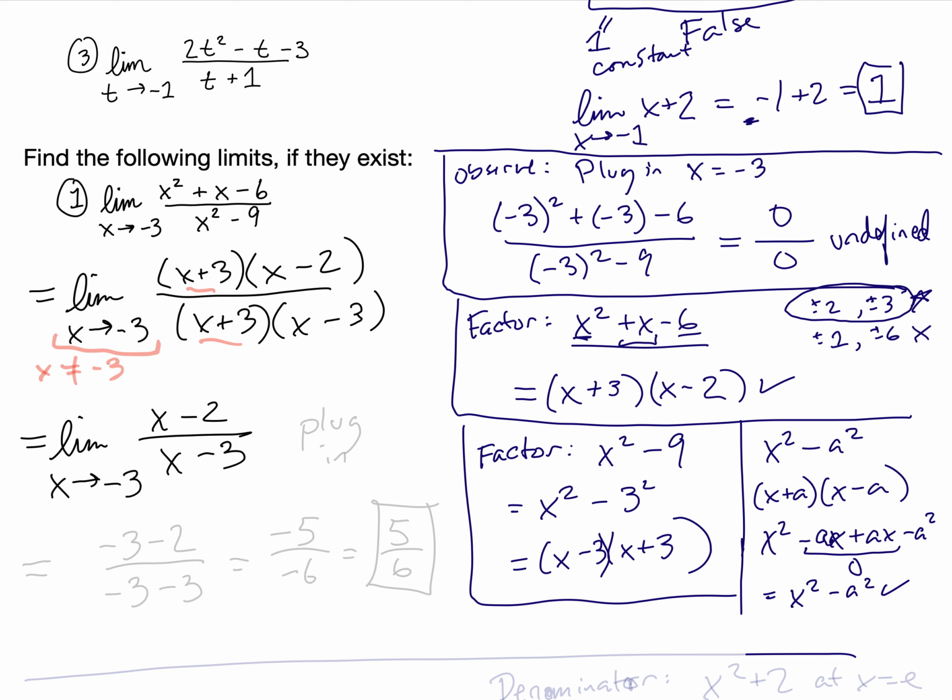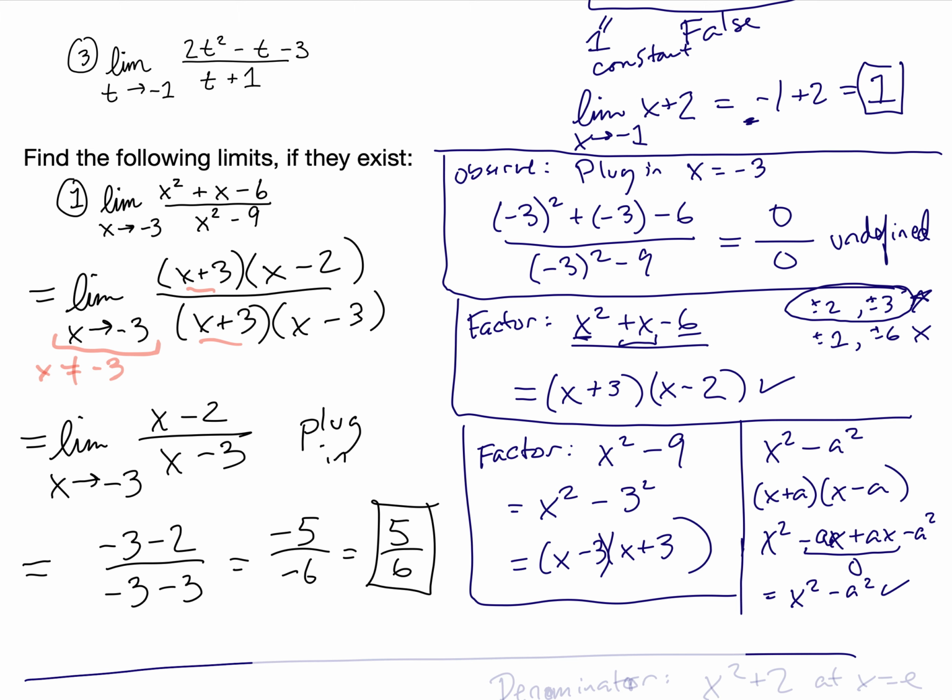Now we've got a rational function, a polynomial over a polynomial, where the denominator is not 0 at the point x equals negative 3. So now we can just plug in the limit. And plugging in the limit will give us negative 3 minus 2 divided by negative 3 minus 3. And so that's negative 5 over negative 6, which simplifies to a positive 5/6.